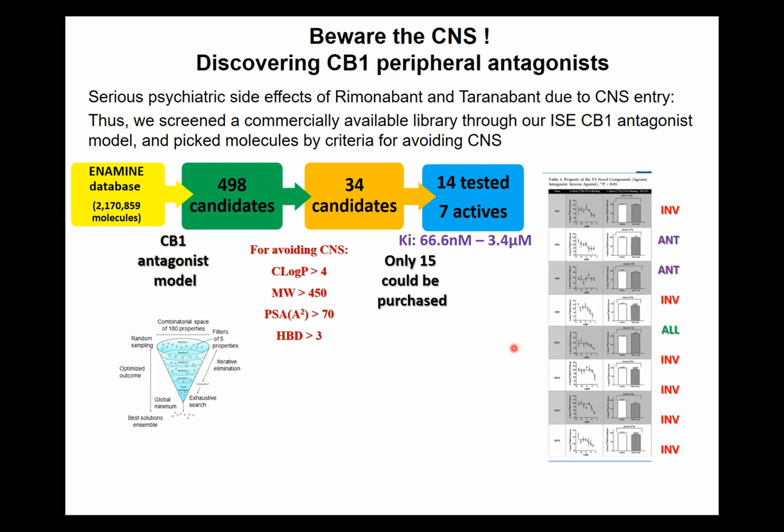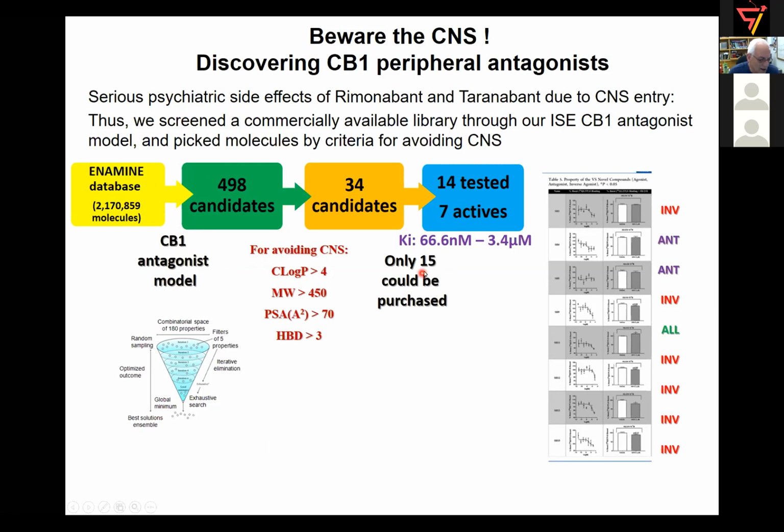This is general antagonism, both CNS and peripheral. And then we passed through that model the Enamine database. That's a company that we have been working with for many years, and the great advantage is that they supply their molecules within 3 to 4 days. The molecules are already on our table or on our collaborators' table. We applied the CB1 antagonist model and found close to 500 candidates.